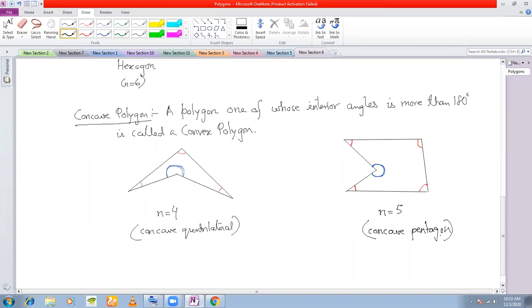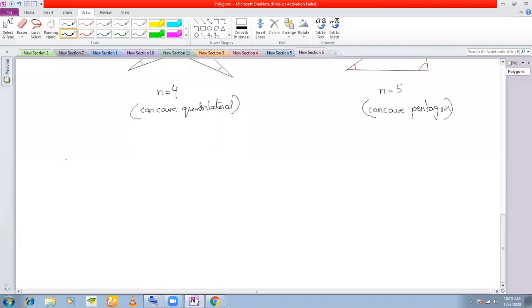But here in our discussion, we'll limit ourselves to regular polygons and convex polygons. We'll not be discussing concave polygons. I just mentioned concave polygons in order for you to know the difference between concave and convex polygons. We'll be concerned with only convex polygons here. So, regular convex polygons, in which regular means all the sides are equal, and convex means all the interior angles of the polygon are less than 180 degrees.